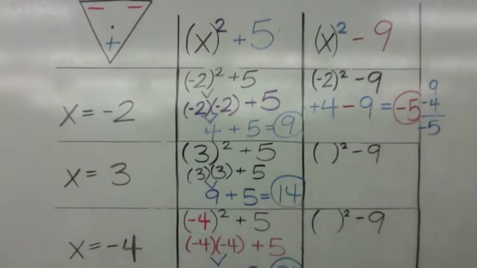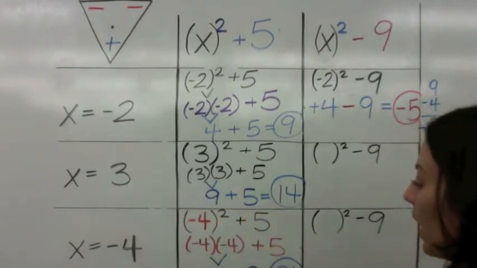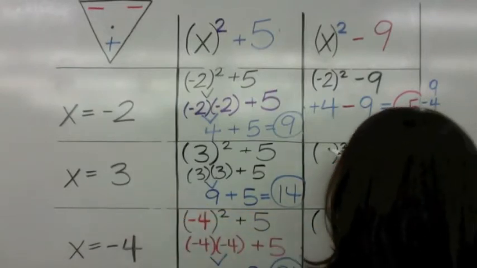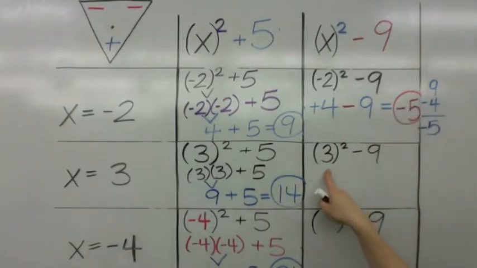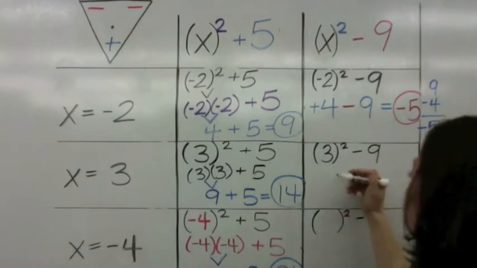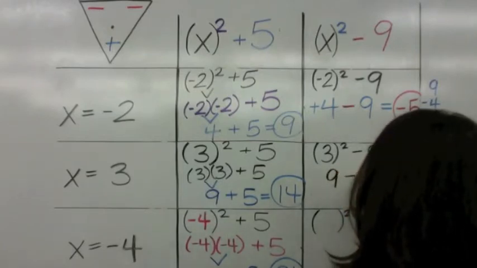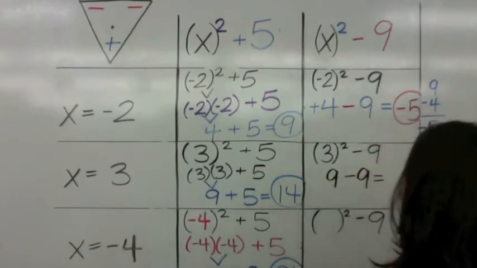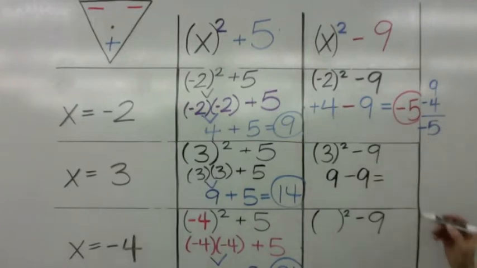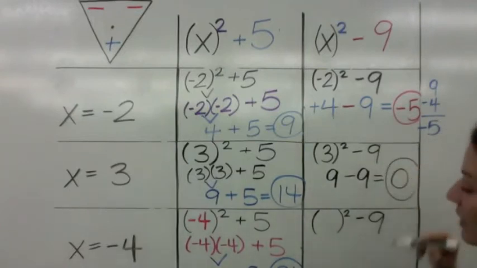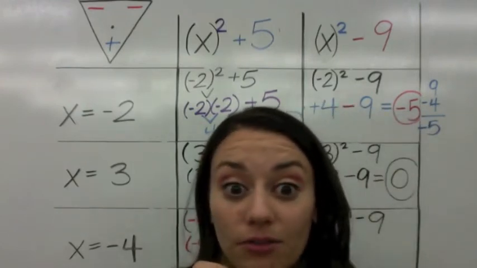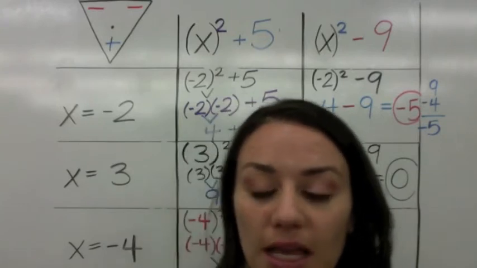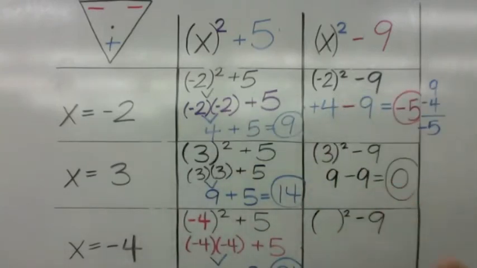Okay. Next one. All right, so what are we going to plug in for the value of x? We're going to plug in a 3. Very good. What is 3 squared? 3 squared is 3 times 3, right? 3 times 3 is 9 minus 9. What is 9 take away 9? Remember? 9 take away 9 is 0. Is 0 positive or negative? Neither. Right? 0 is neither positive nor negative. It is just 0. It has no sign next to it.